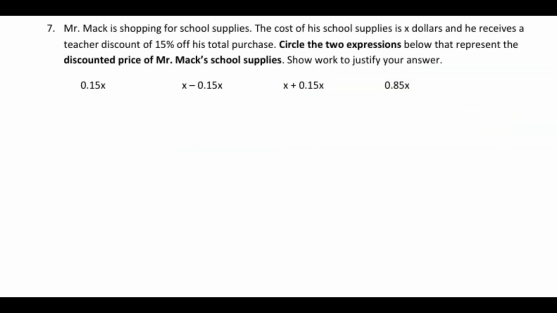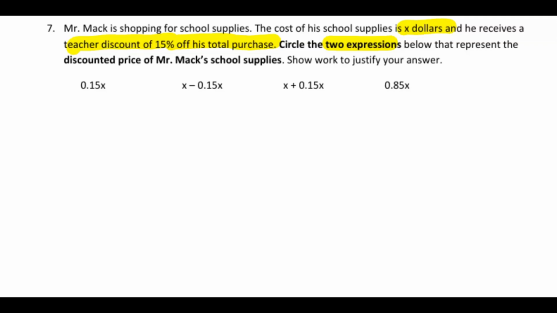Question number 7. Your boy Mr. Mac is shopping for school supplies. The cost of his school supplies is X dollars and he receives a teacher discount of 15% off his total purchase. We're going to circle not one but two expressions below that represent the discounted price of Mr. Mac's school supplies. Make sure we show work to justify our answer. The first thing I want to highlight is that Mr. Mac is getting a 15% discount on school supplies. So that means he's paying 85% of the original price.